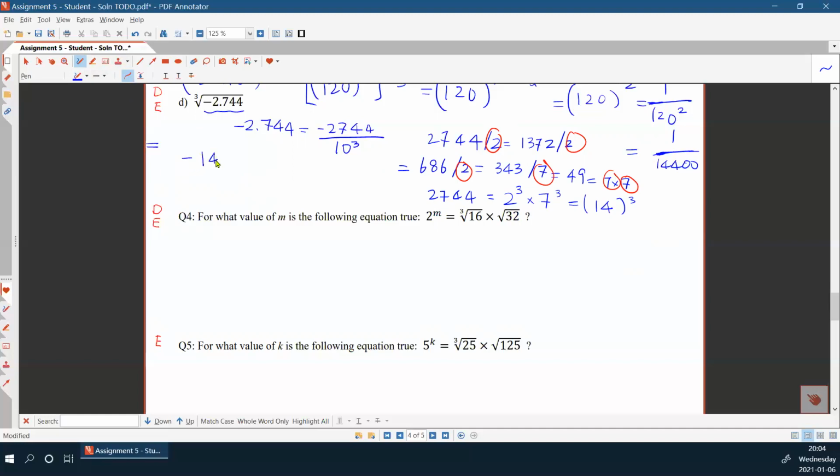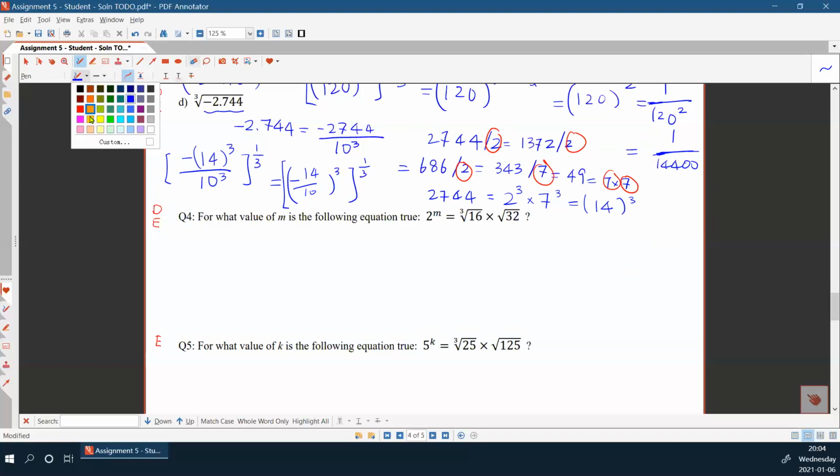Okay, so the original expression equals minus 14 to the third power divided by 10 to the third power and raised to 1 over 3, right? 1 over 3 is a cube root. So this means this number is raised to the third power first and then raised to the 1 over 3 power. And these can cancel with each other. So the final result is minus 1.4. Okay?